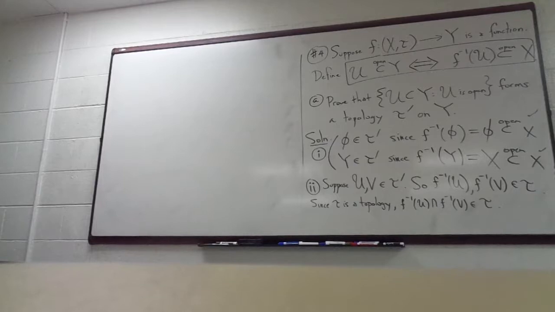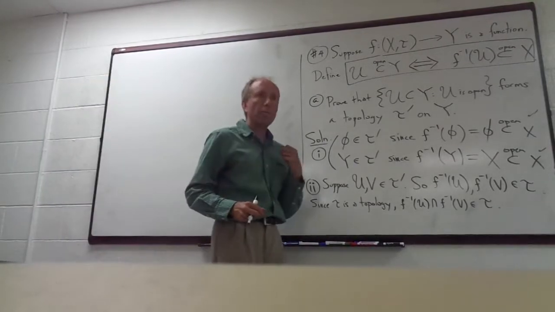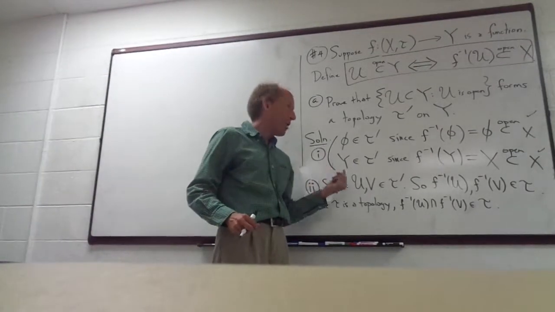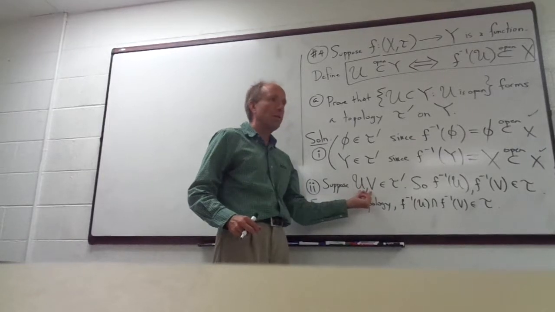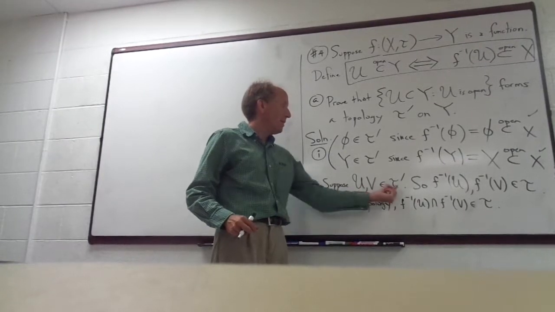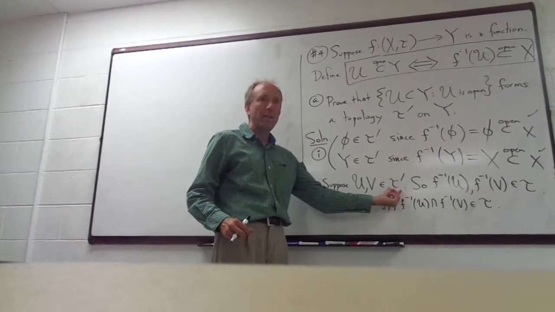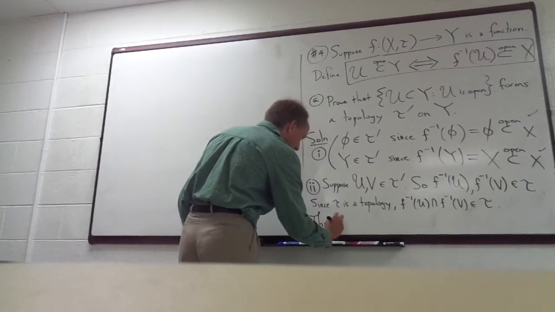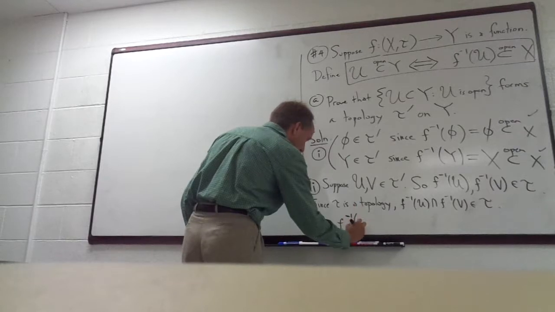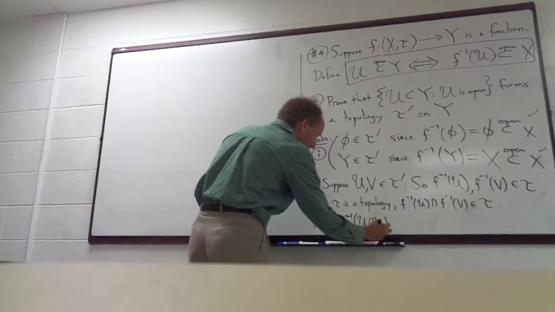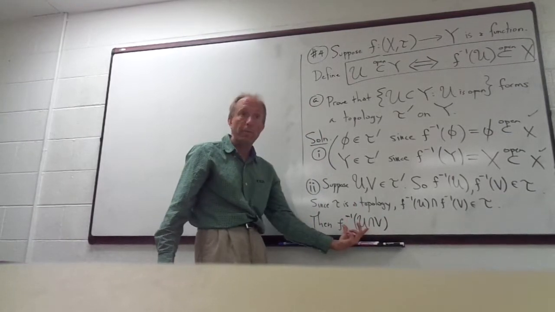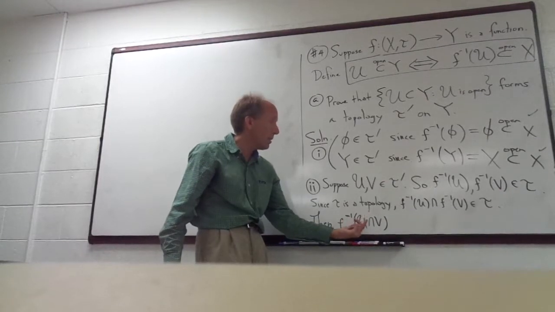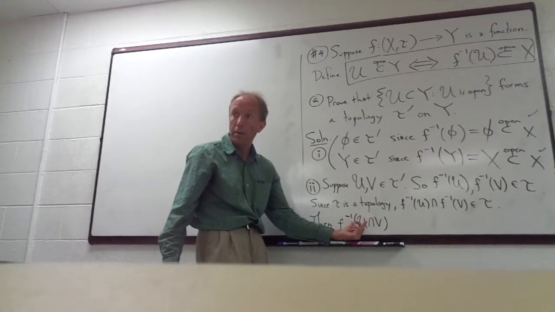Let's figure out what we are trying to prove here. I'm trying to prove that U intersect V is in tau prime. So we can say that the pre-image of U intersect the pre-image of V is equal to the pre-image of U intersect V. This is what you want to look at. You want to ask yourself, is this in tau?